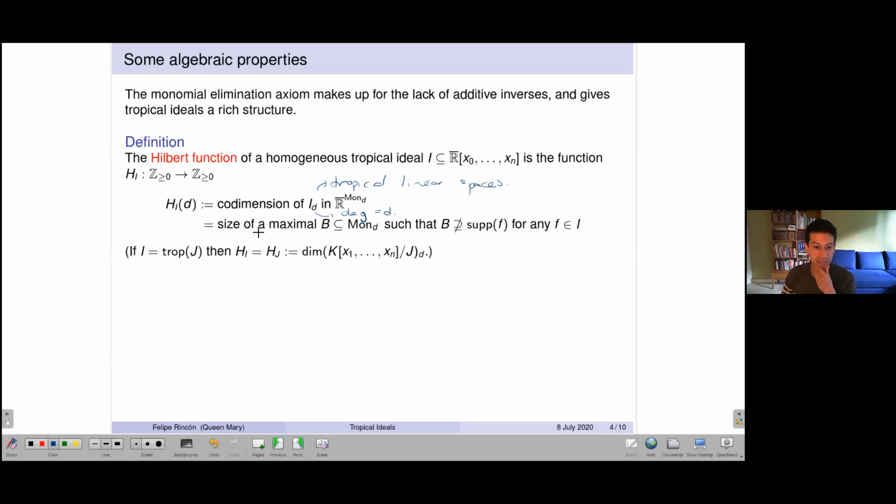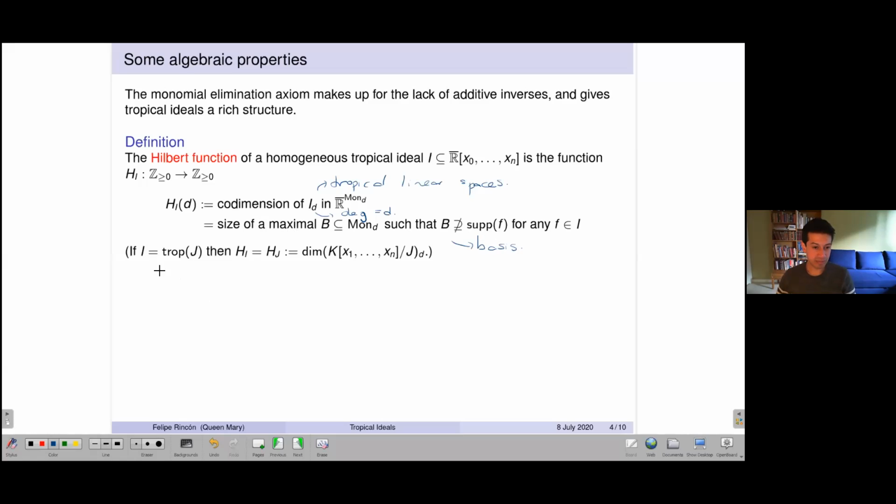Yes, thank you. So I was saying that the codimension you can define combinatorially as the size of a maximal subset of monomials that does not contain any support of any polynomial in I. Okay, so this is what in matroids we call a basis, a maximal independent set. Meaning that here independent means that it doesn't contain the support of any polynomial in your ideal. In the exercises, you're going to prove that all such maximal subsets have the same cardinality. The monomial elimination axiom implies that all maximal subsets that do not contain the support of a polynomial have the same cardinality, and that's the codimension. All right.